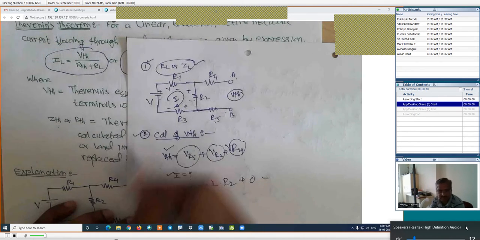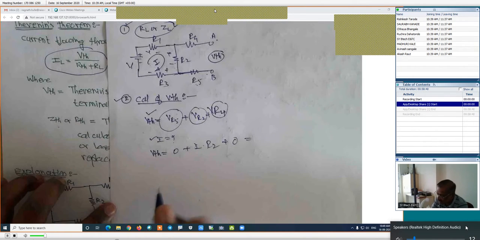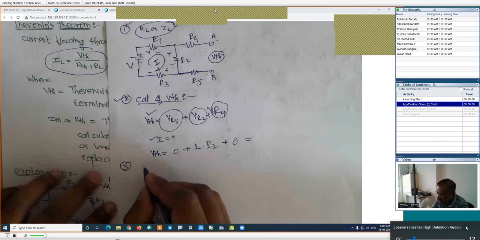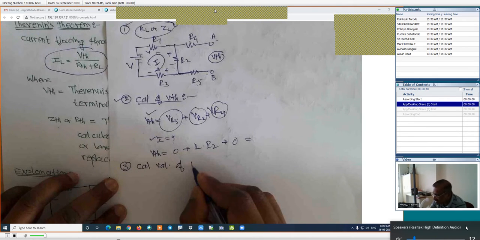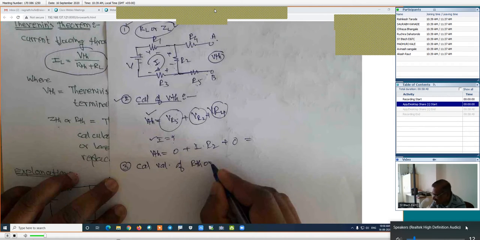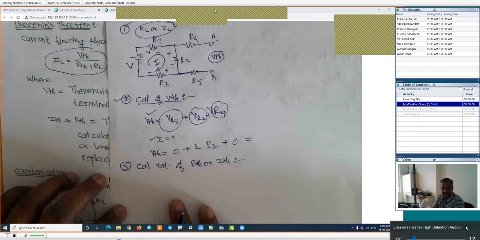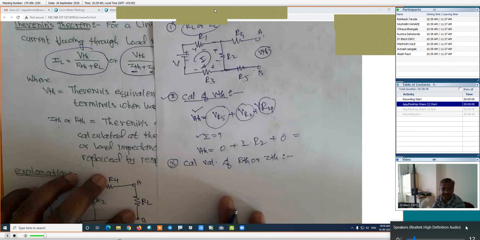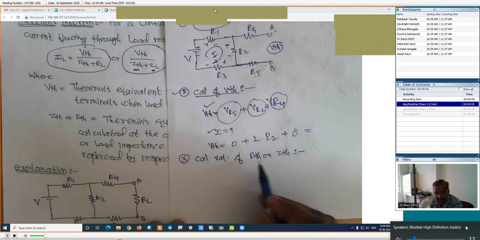This is step number 2. Try to understand carefully. Then we will use step number 3. What is step number 3? We will calculate the value of RTH or ZTH. If it is a pure resistive circuit, generally it is RTH. If it is an impedance circuit with inductor and capacitor, in that case that value is impedance. We are interested in the calculation of RTH or ZTH.